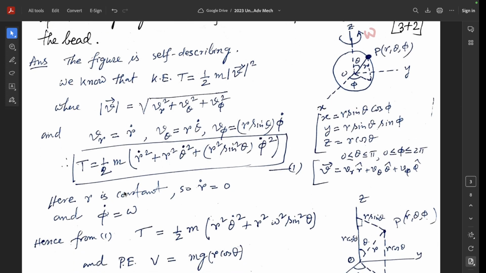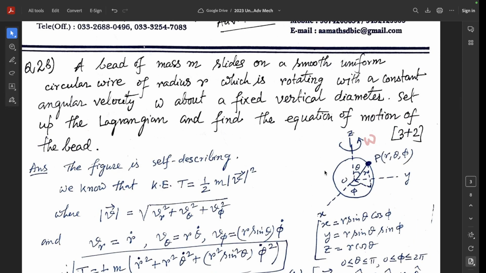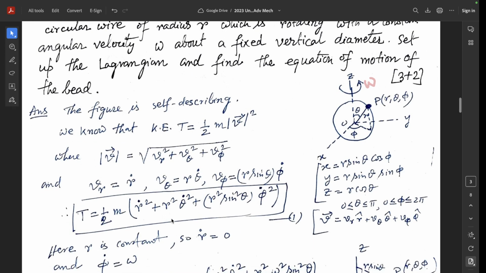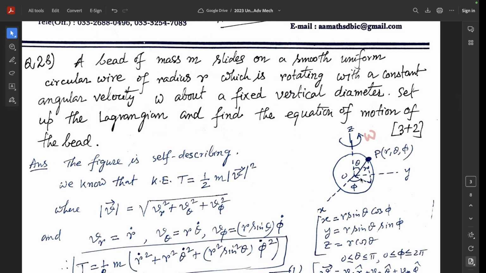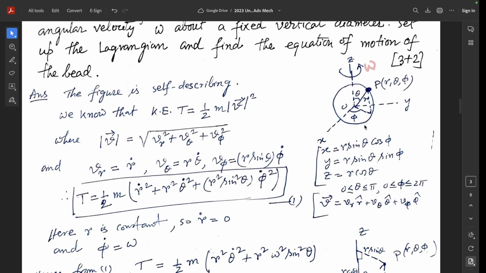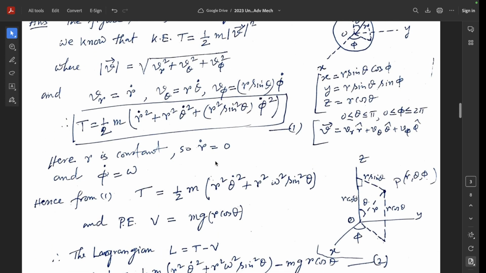Here r is constant because this is the fixed radius of the wire, so r dot must be 0. And phi dot is omega, because the wire rotates with a fixed uniform constant angular velocity, so d phi by dt equals omega. So T becomes half m bracket r square theta dot square plus r square sine square theta omega square.